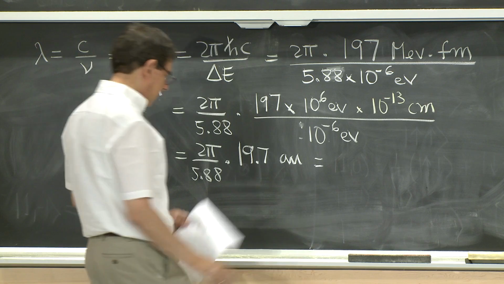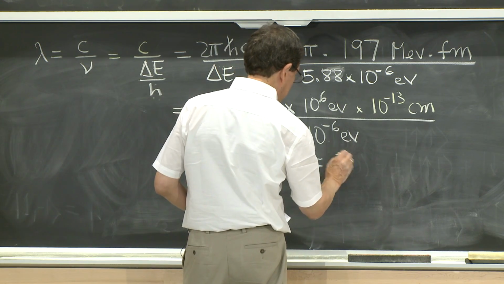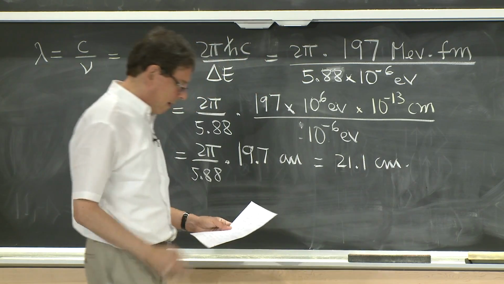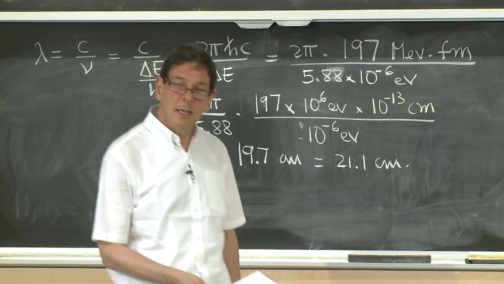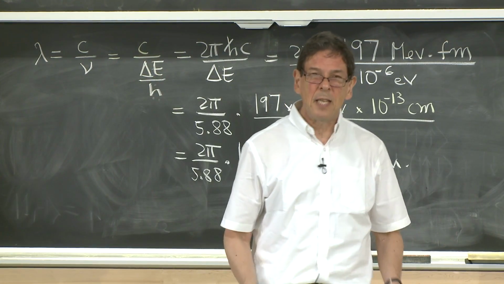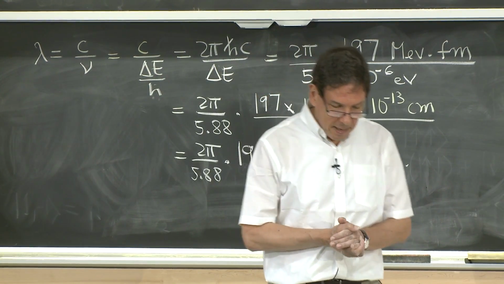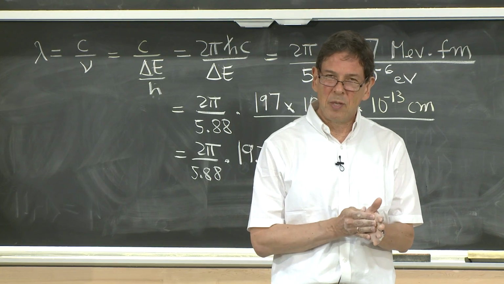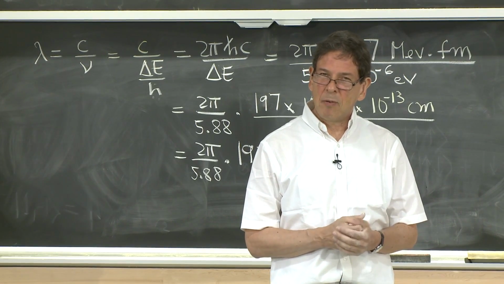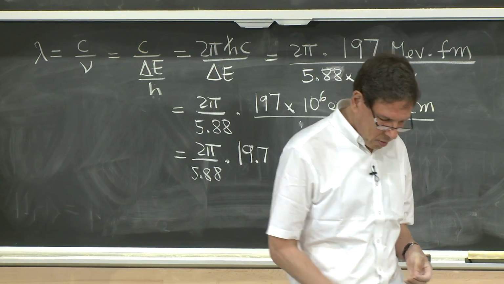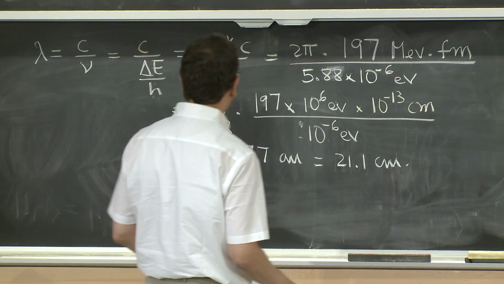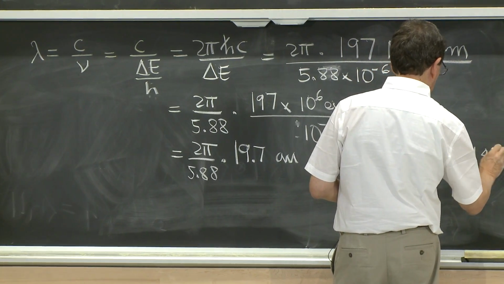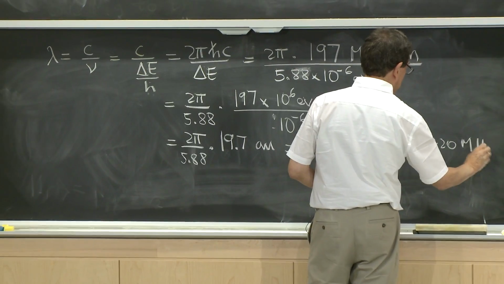The exact answer is 21.1 centimeters, and that's the famous hyperfine splitting line. It was first observed in 1951 by Ewan and Purcell. Purcell is the person that wrote this lovely electromagnetism undergraduate book. This corresponds to a frequency of 1420 megahertz.